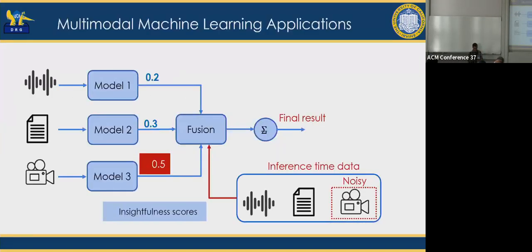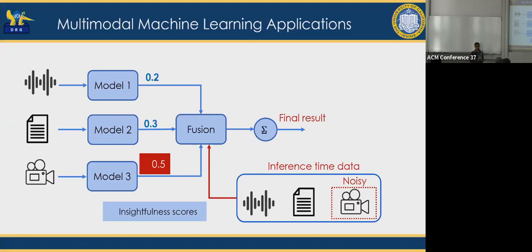and I'm filling in for him. As most of you are already aware, multimodal machine learning applications use complementary and supplementary information from different modalities in order to improve the prediction accuracy. Each of these modalities in general by nature has a certain inherent insightfulness, and the fusion methods use these metrics to combine the results in the late fusion phases.